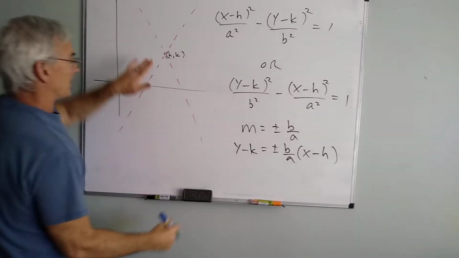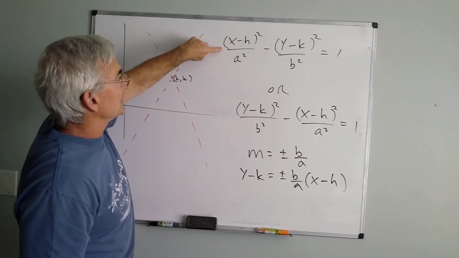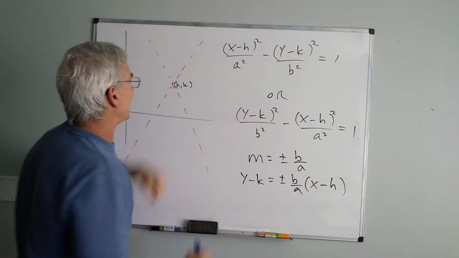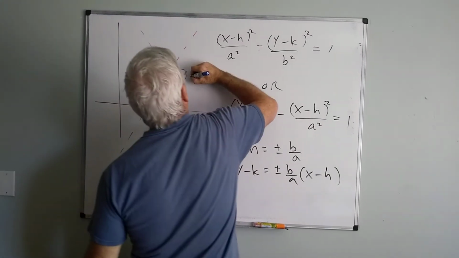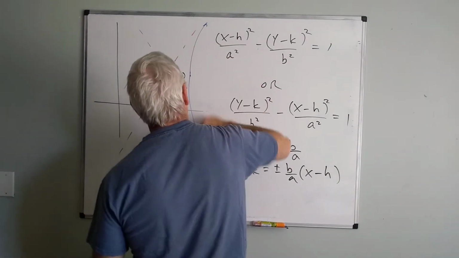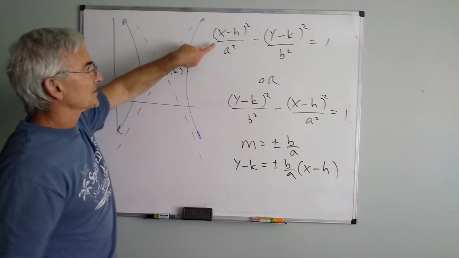So let's say, hypothetically, these are the two lines. If I'm dealing with this equation, I'm going to simply move left and right a units. Let's say that's a units. And then all I have to do is approach the asymptotes. This would be an example of this hyperbola.